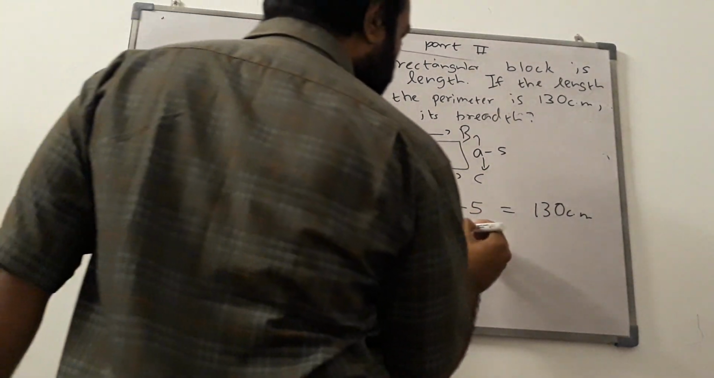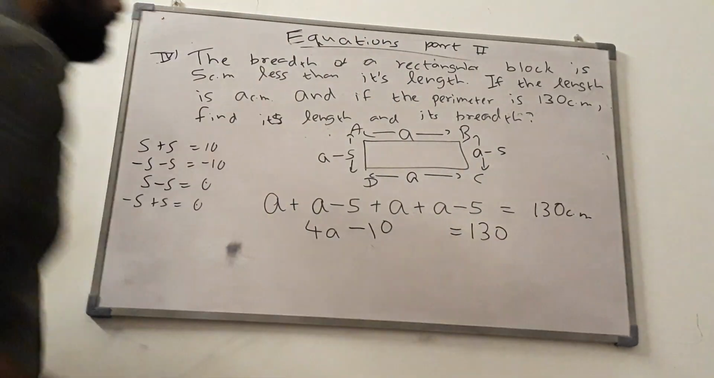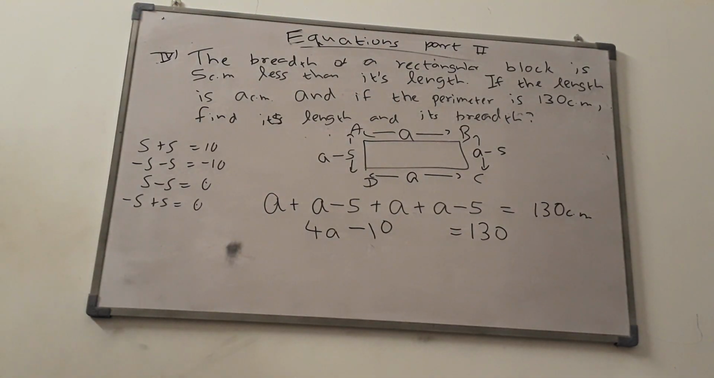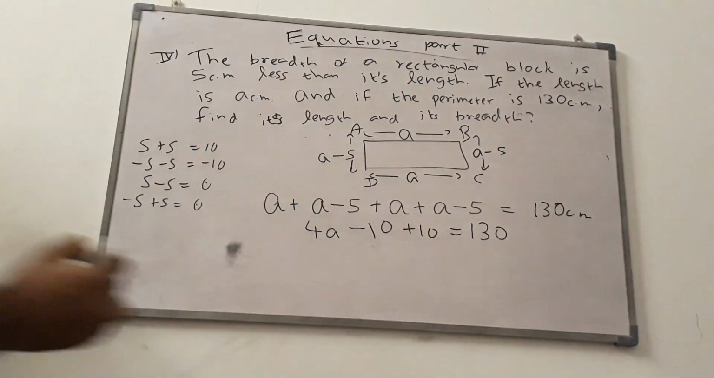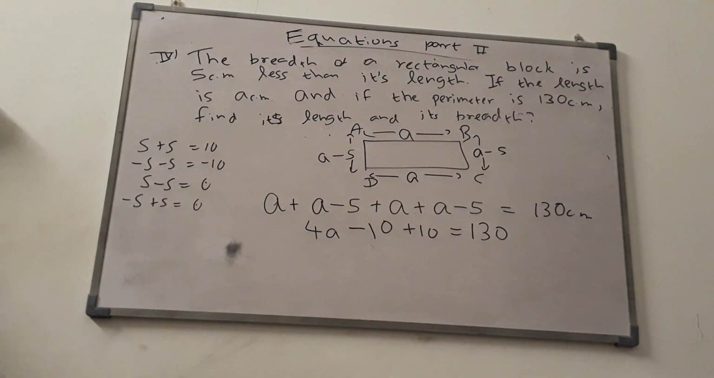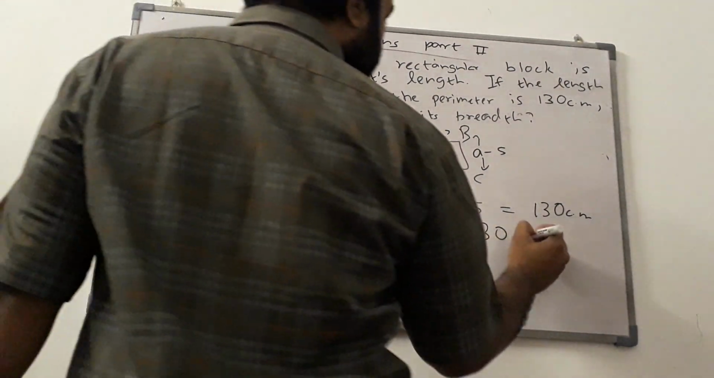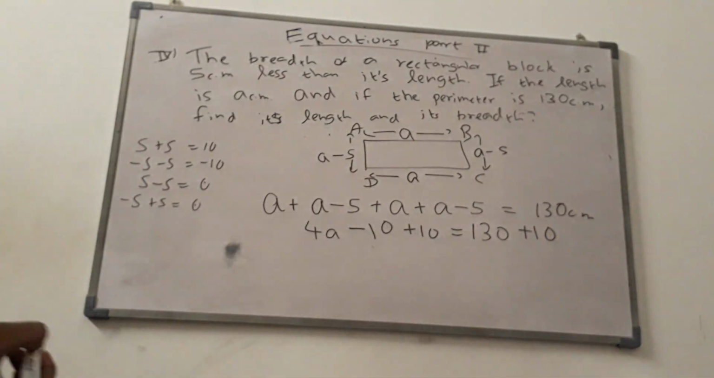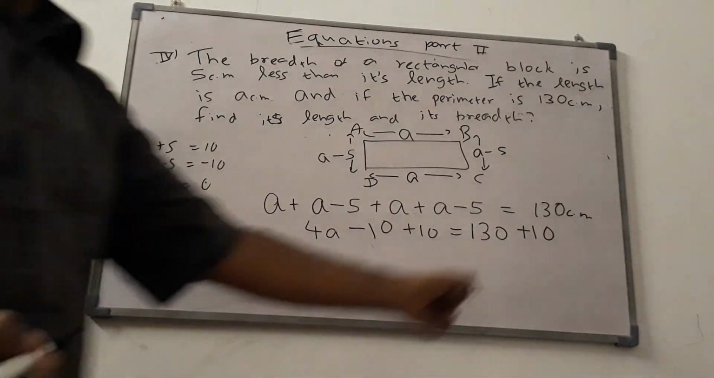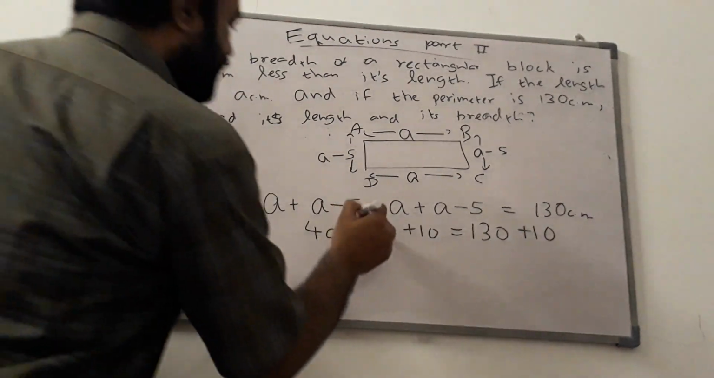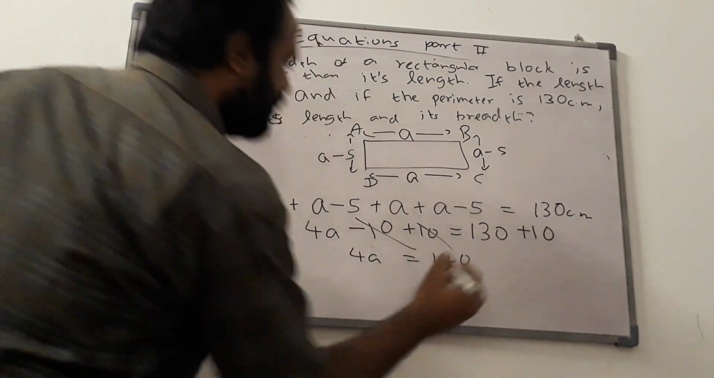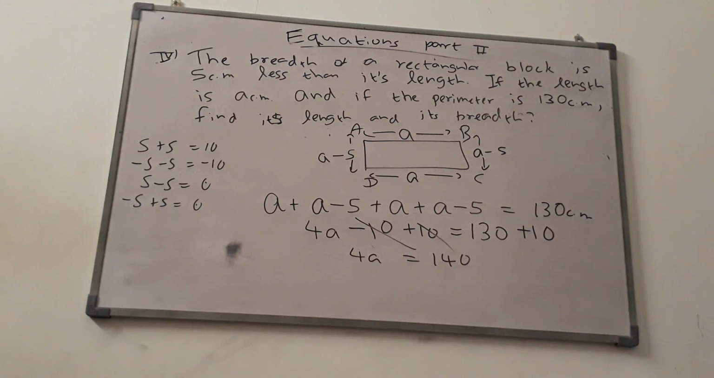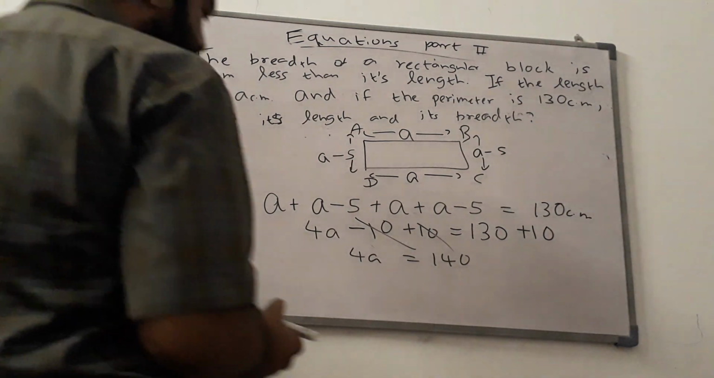So 4a minus 10 is equal to 130. Now we have to remove minus 10. To remove minus 10, we have to add 10 to the left hand side, and we have to do the same thing to the right hand side as well. Now 10 and minus 10 cancel, so 4a is equal to 140.